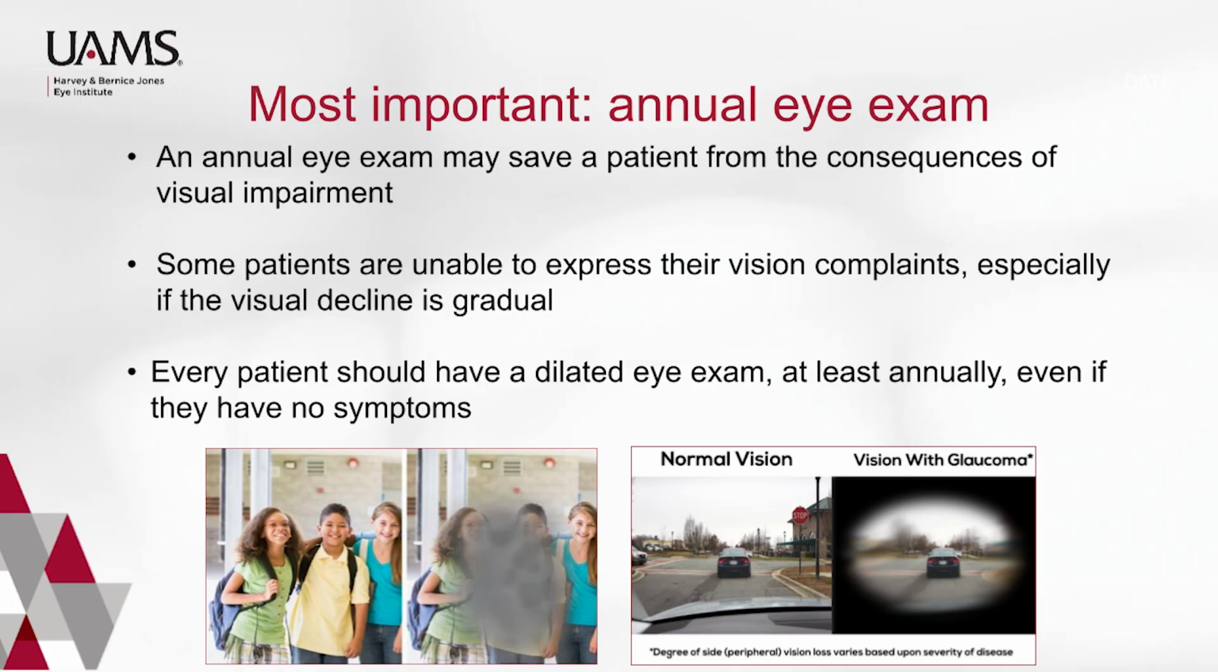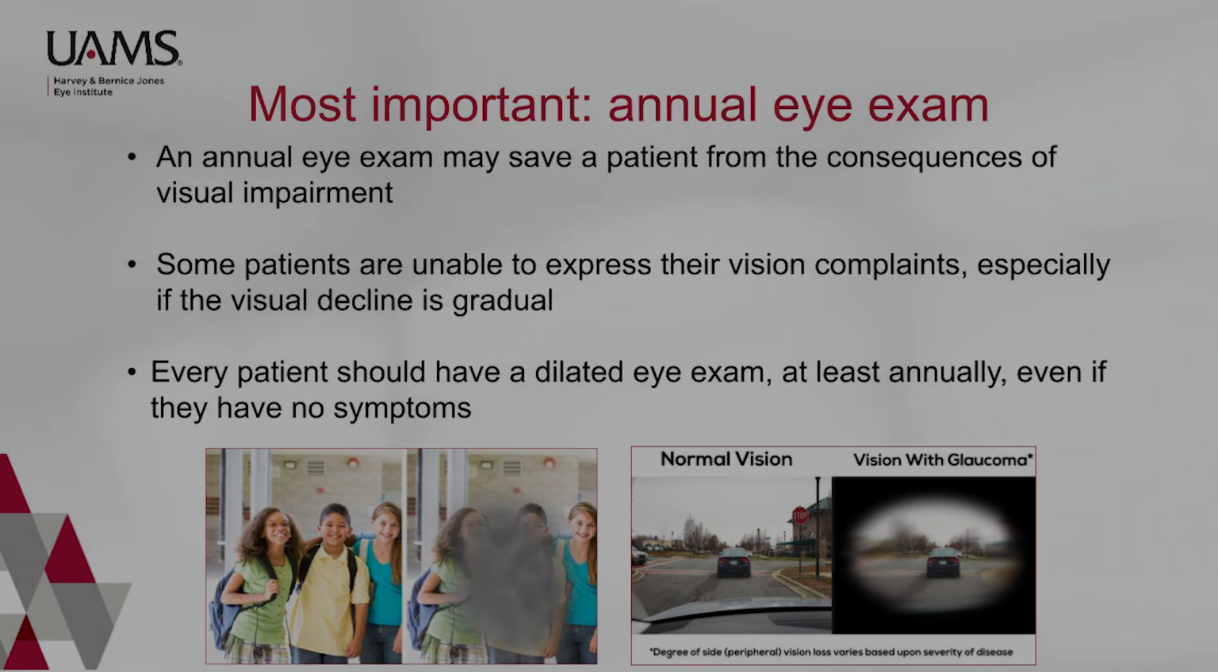Another point to think about is we all have two eyes, and so if one eye has visual decline and the other doesn't, some patients don't notice that. So we want to catch any type of visual decline or visual disease as soon as possible, and that's done through an annual eye exam.